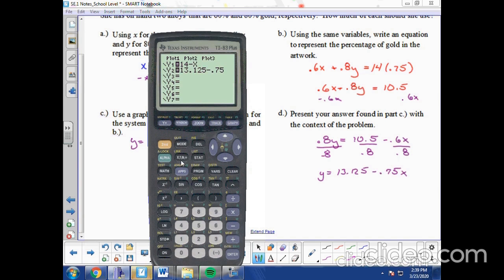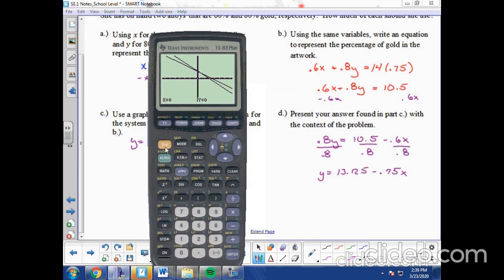Now if I go take a look at the graph on this, it's going to take a second, but I can't really see the intersection point. We see it's going to be somewhere over here, but it's not quite tall enough. So I'm going to click the window key and zoom out a little bit. Or you can hit the zoom key and hit 3 and zoom out that way. And so now I see the intersection a little bit better.